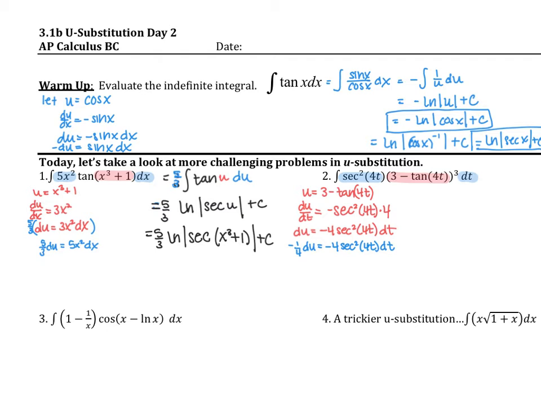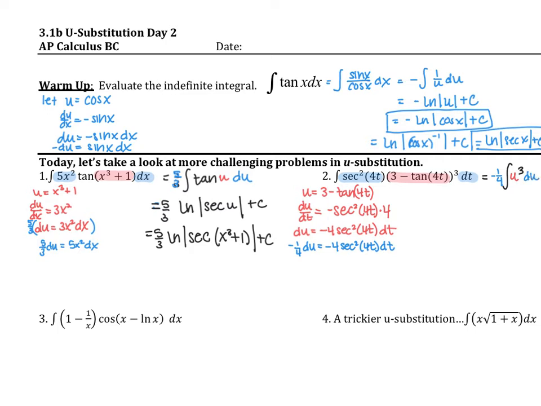Okay, so now we have this integral that we can rewrite. So let's do negative 1/4. That's part of that u. Negative 1/4 times the integral of, and in this case, all I have left is u to the 3rd power, and then du.